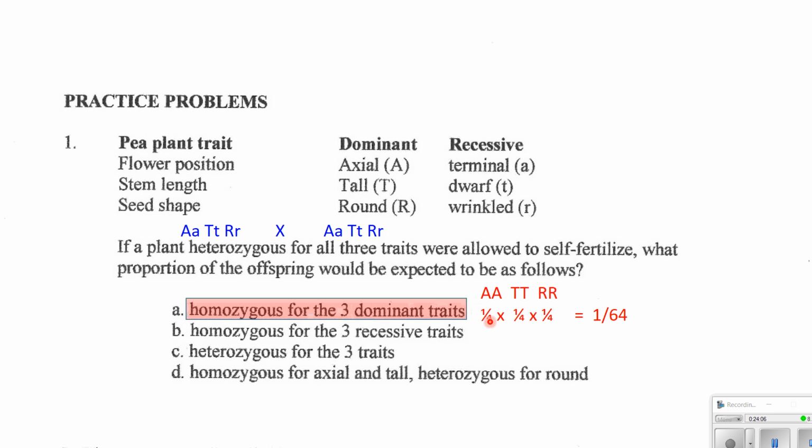And then go back and multiply your denominator. 4 times 4 is 16, times 4 is 64. And instead of having to do a tri-hybrid cross, which is like 8 times 8, it's like 64 boxes, I can just calculate the probability without even having to do a Punnett square.